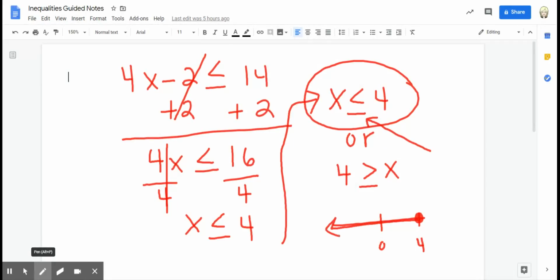So the difference with an equation is you have one answer to an equation. You have infinitely many answers to an inequality.